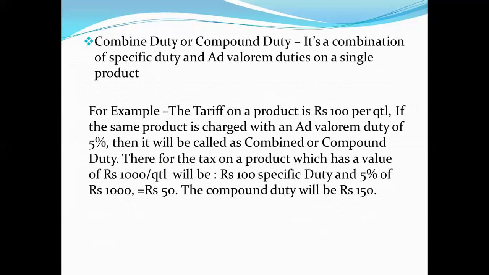Let's see how it will be calculated. Tax on a product which has a value of rupees 1000 per quintal. That means 1 quintal of rock will be valued at rupees 1000. As I said above, the tax for 1 quintal is rupees 100. Therefore, 100 will be the specific duty. Rupees 100 will be charged as specific duty on 1 quintal of rock. As it's a combined duty, we will be imposing 5% ad valorem duty on the value of the product. What is the value of the product? Rupees 1000. So 5% of rupees 1000, that is rupees 50, will be charged as ad valorem duty. Therefore, the compound duty will be specific duty rupees 100 plus ad valorem duty rupees 50. Therefore, the compound duty of the product will be rupees 150.